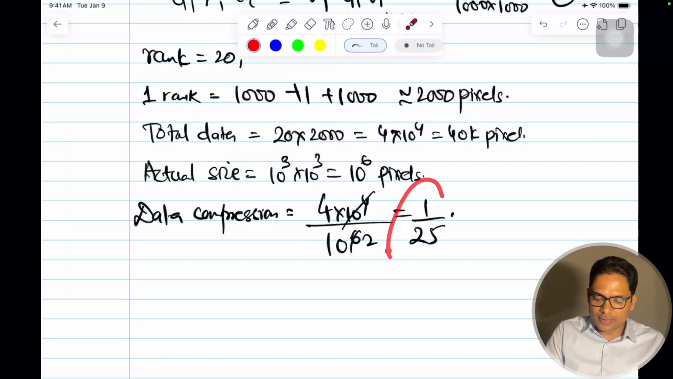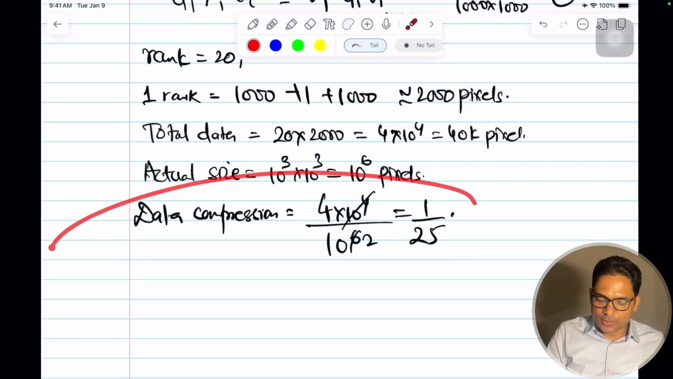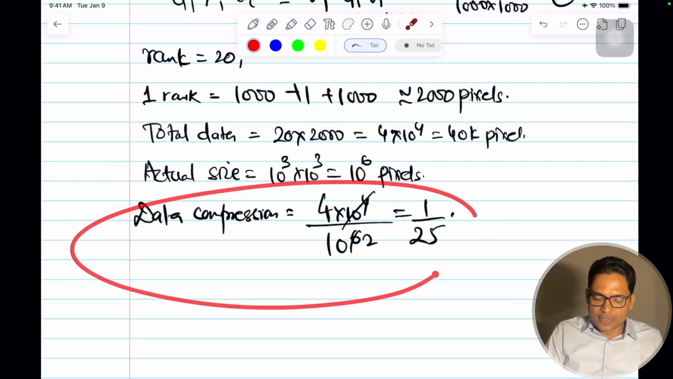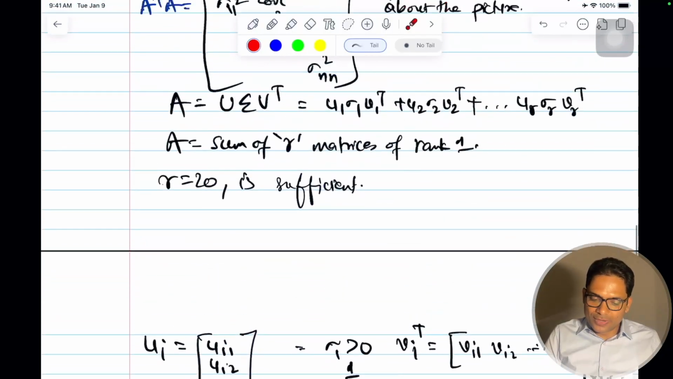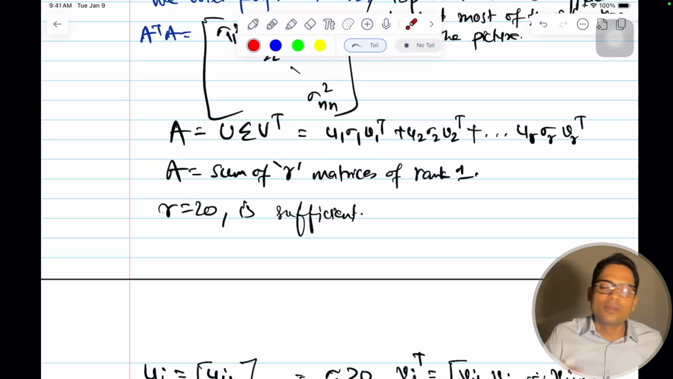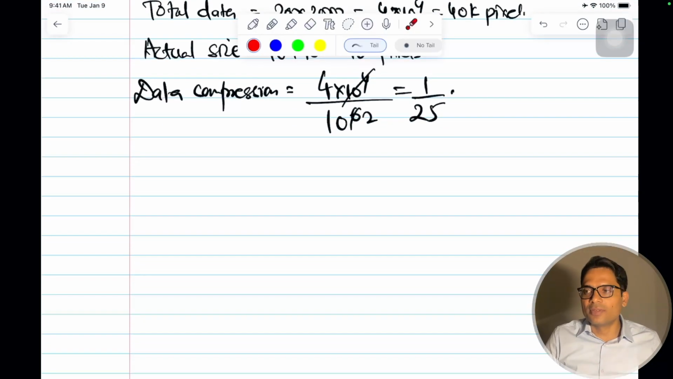So we are compressing the image about 25 times; a 25 times compressed image we are sending on the downlink, so the data is compressed and that is enough to reconstruct the image at the downlink. That's the beauty of singular value decomposition: just the top 20 features, the top 20 ranks where the maximum information is, are sufficient to recreate the picture. Not all the information needs to be sent. I hope this is clear, and this example makes the utility of singular value decomposition very clear.